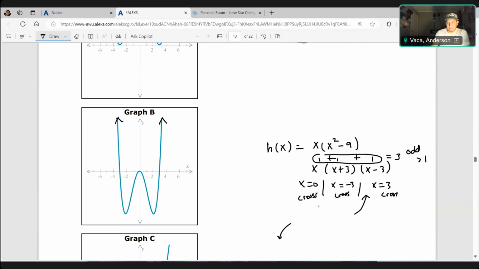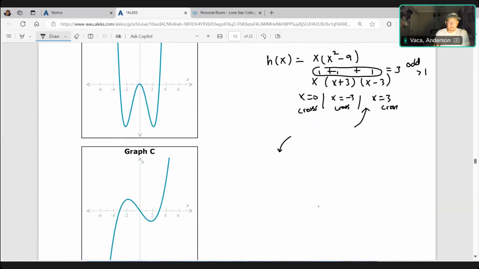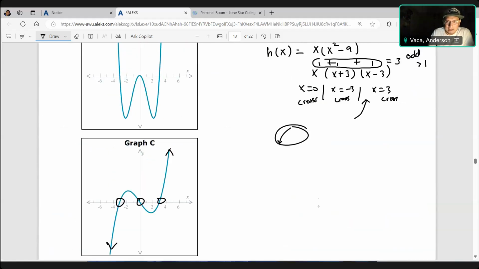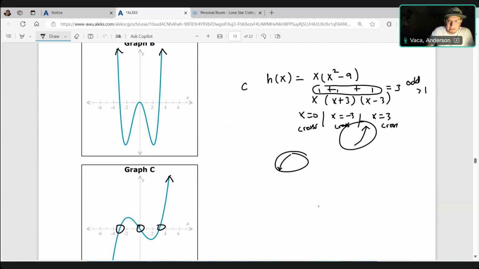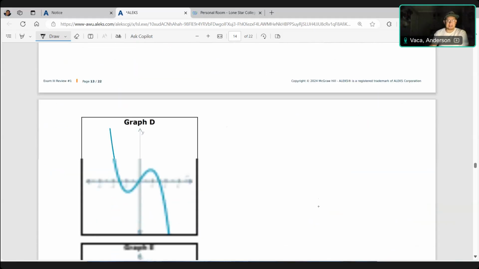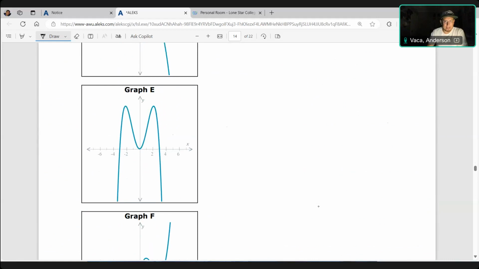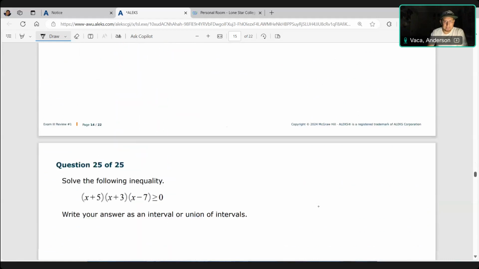So let's look at the pictures. Notice that I like this one because it's crossing at -3, it's crossing through 0, and it's crossing through 3, and it falls on the left, rises to the right. Let's look at D just to make sure. Yeah, that would have contradicted our end behavior. So C is h. All right, let's look at the last one and call this quits. Oh, we missed one over here, but that would have not been us.